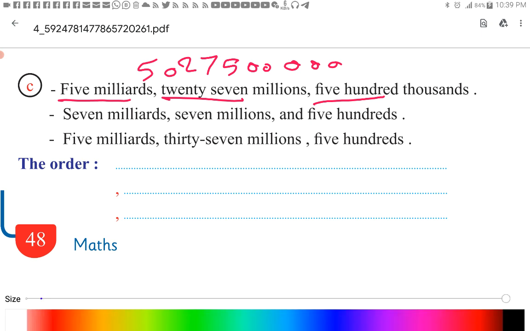Second number, 7 million. Put 2 zeros at first. Then 7 million, 500. There is no thousand. At last, 5 million. 37 million. Put 0 at left. Then 37 million, 500. There is no thousand.